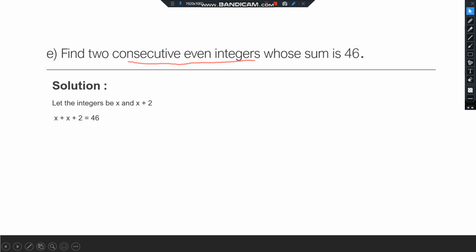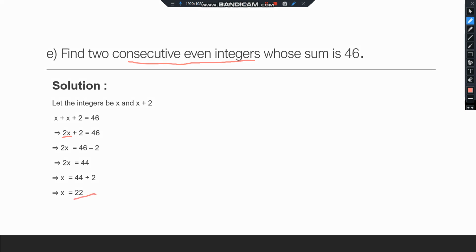Now their sum is 46, so x plus x plus 2 equal to 46, and when we simplify this, x plus x becomes 2x. So we get 2x, and then we simplify this equation. So 2x equal to 46 minus 2, that is 44, and hence we get x as 44 divided by 2, that is 22. Now some of you left this as the answer.